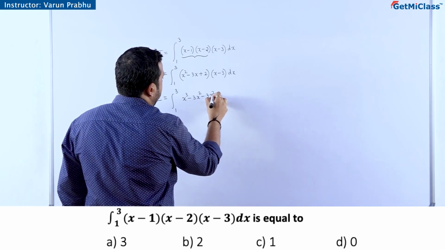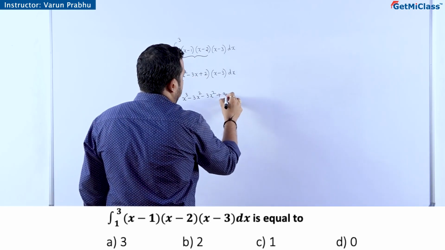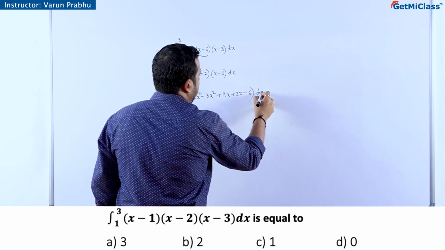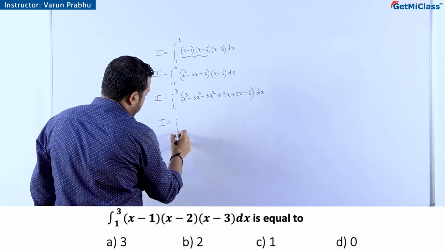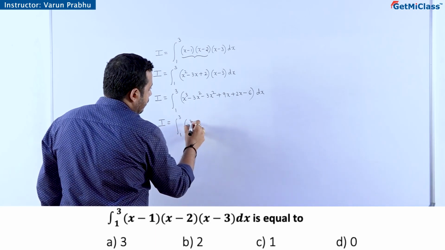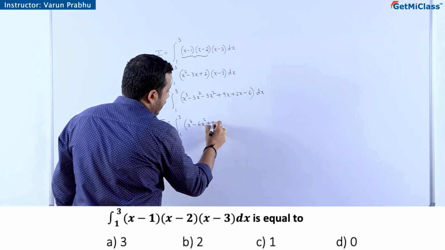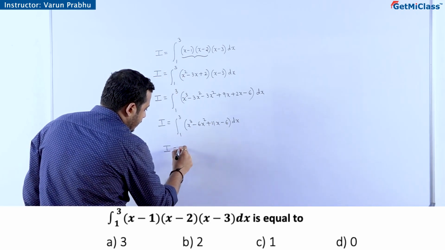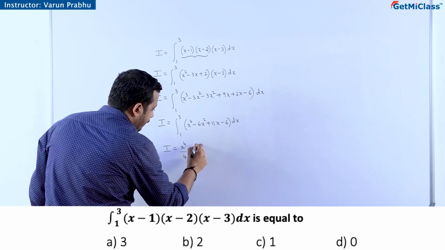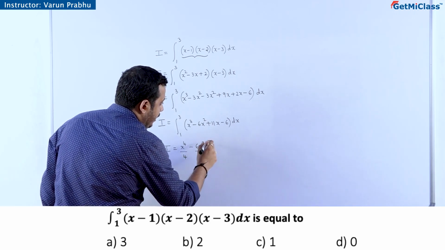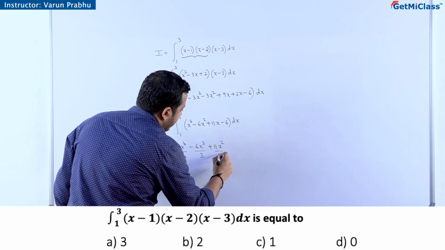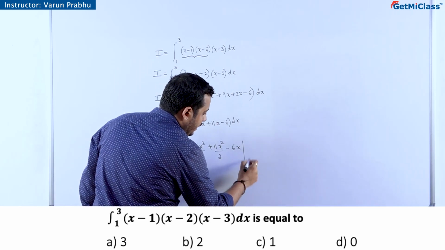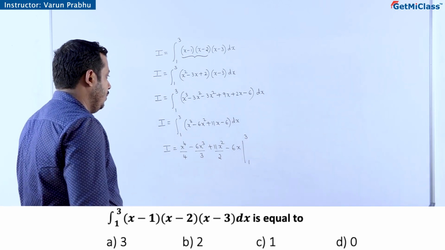minus 3x square, plus 9x plus 2x minus 6 times dx, correct or not? So I is equal to integral 1 to 3 x cube minus 6x square plus 11x minus 6 times dx, correct or not? I is equal to x to the power 4 divided by 4 minus 6x cube divided by 3 plus 11x square divided by 2 minus 6x integrated between the limits 1 to 3, right or not?